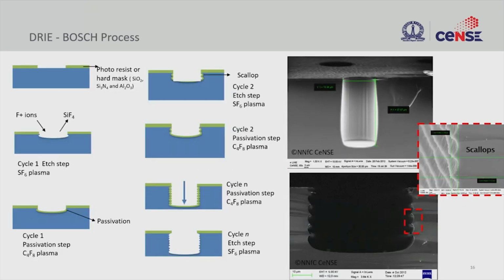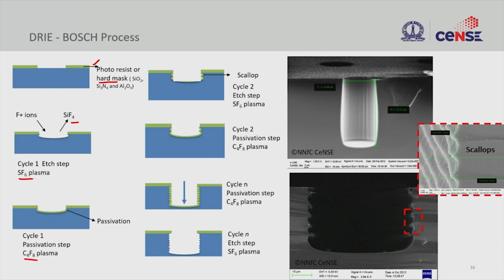So let's look at how this process works, right? We start with photoresist as a mask, or hard mask if you want, right? So it depends on how deep you want to etch. If you want to go really through the wafer, you can use a hard mask, which can be oxide, nitride, or alumina. In this case, you start with SF6 plasma, where you supply fluorine in order to generate SiF4, right, and then you use C4F8, right. So now you are using alternate plasma.